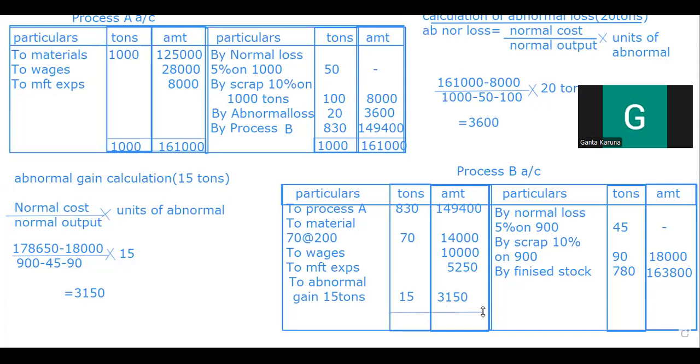So let's total together. Here the total of tons, I'm going to write 915, and the total of price is 1,81,800. The same value I'm going to write here: total tons is 915 and total value is equal to 1,81,800. So that is how we are going to do it. That's it for the sum. Hope it is very clear for you.